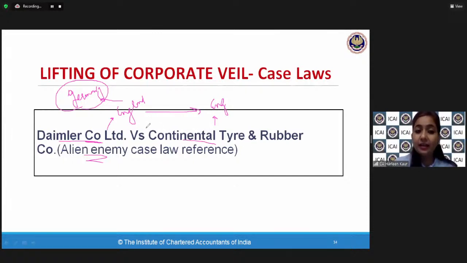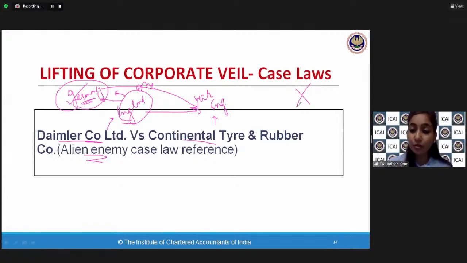So they said, we have to see the real character of the company, means who is the real owners behind this. So when they try to figure out that this entire Daimler company is being managed by the German shareholders, therefore this England company and German shareholders will be treated as one. This will not be treated as England company. It was actually treated as German company only. And now during First World War, England and Germany was having a war between them. So it was held the corporate veil will be lifted and you cannot trade with the alien enemy.